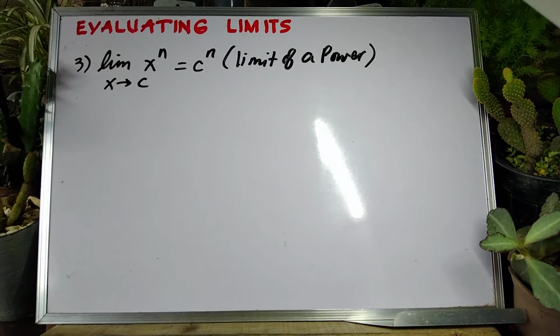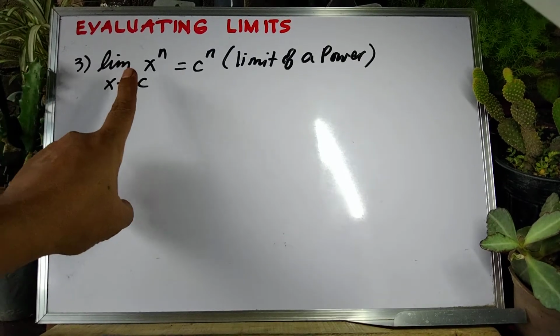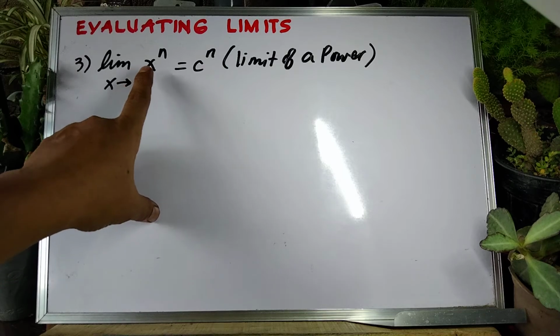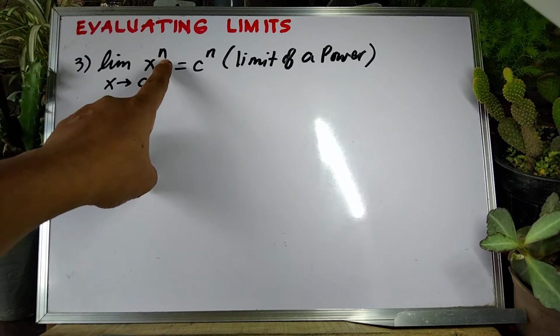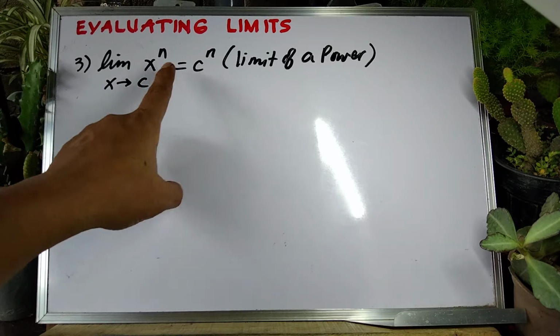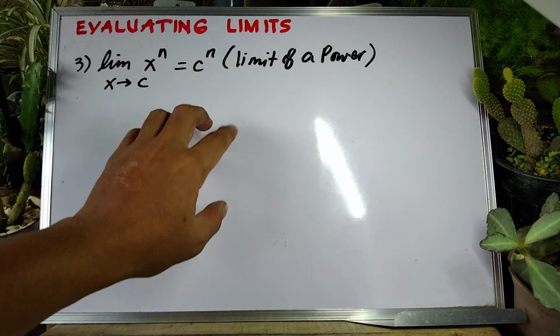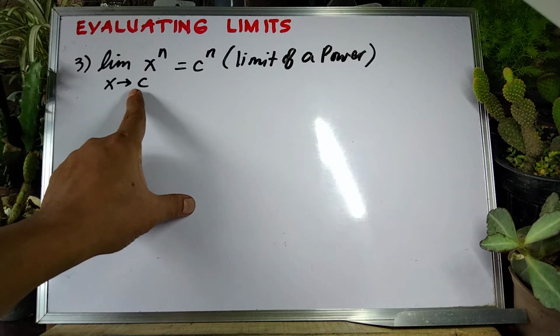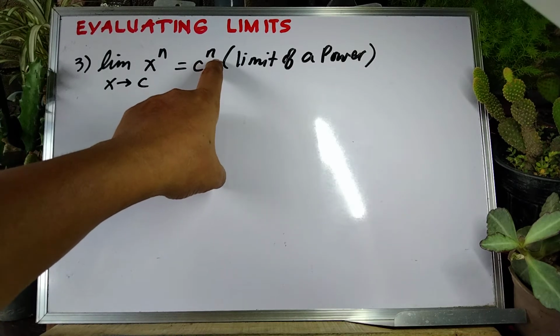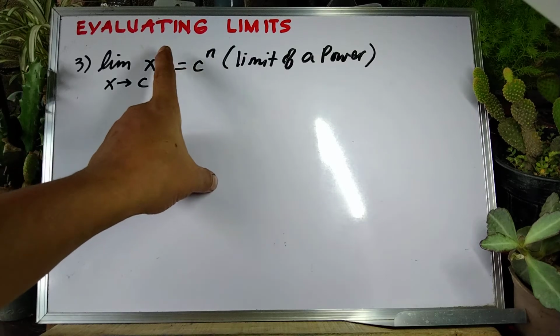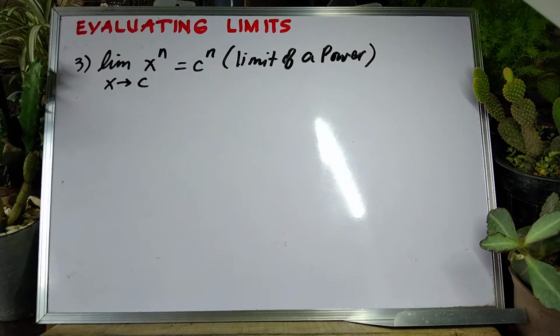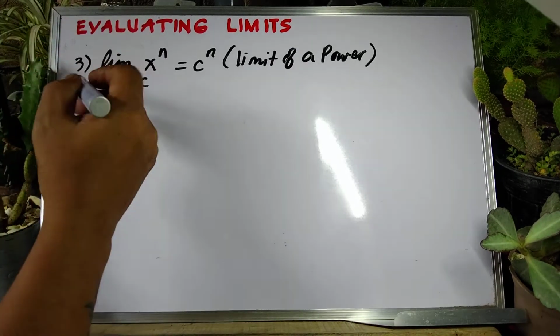Okay. Ibig sabihin nito, if you are given the limit of x, a certain variable, raised to an n exponent as x approaches c is equal to c to the power of n. Kumbaga, kung saan nag-approach si c, tapos, yan yung sagot nyo. Then raise that to the power here. Okay? For example, okay, basic example.